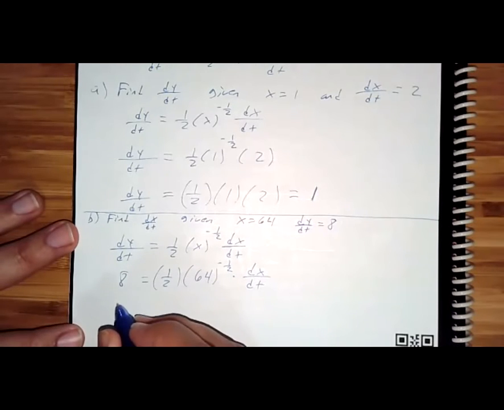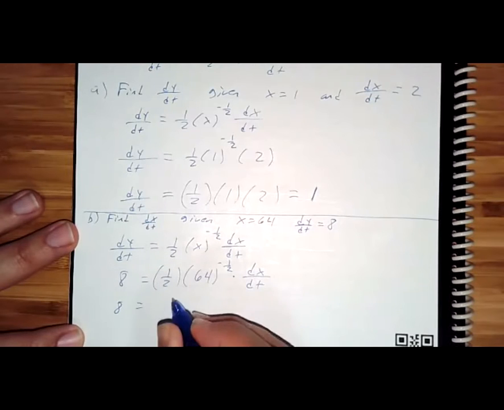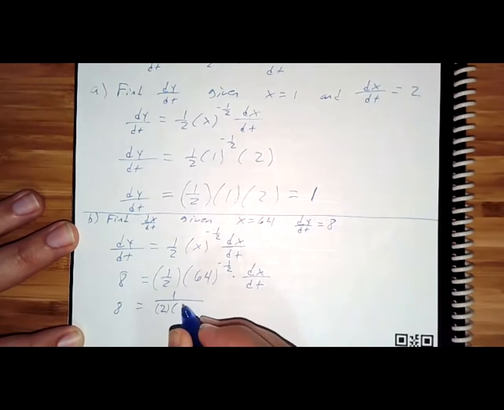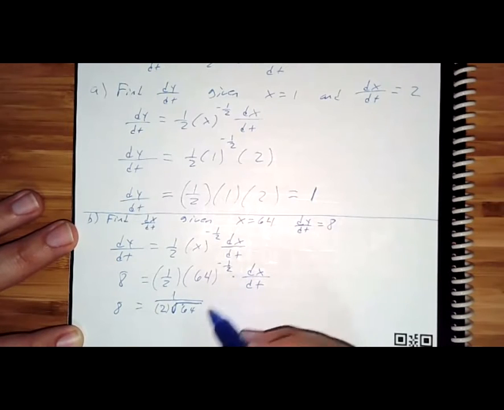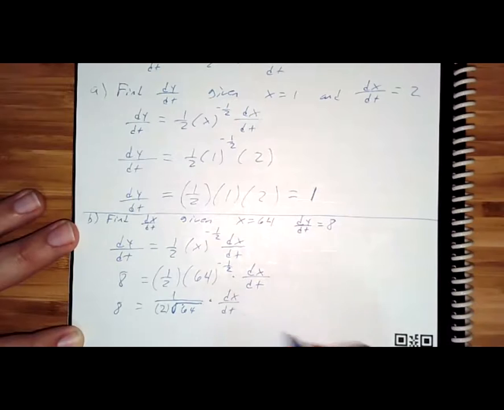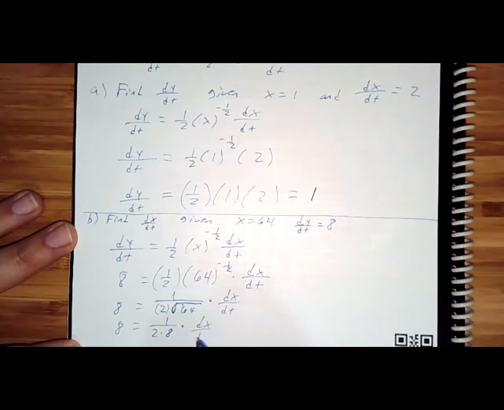This is the same as saying 8 is equal to 1 over 2 times the square root of 64. So you bring the negative power to the bottom as a root, or you can leave it as a half power if you want, times dx/dt. So this will become 1 over 2 times 8. So that's about 16, right? Multiply 16 over here.